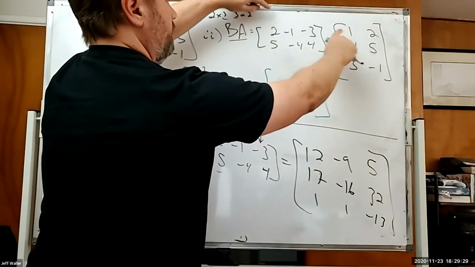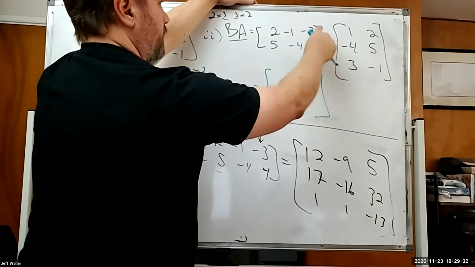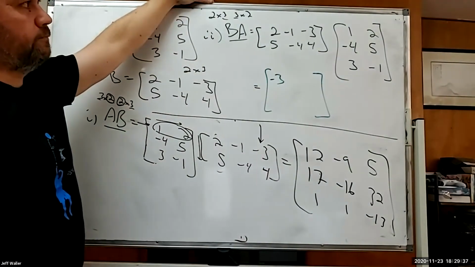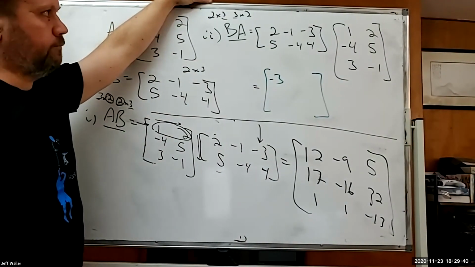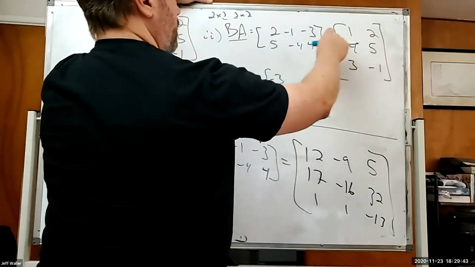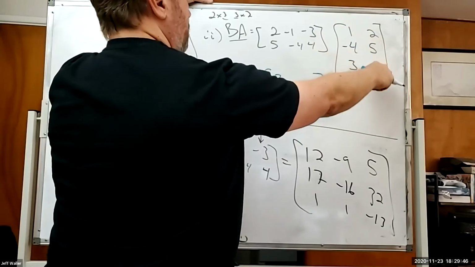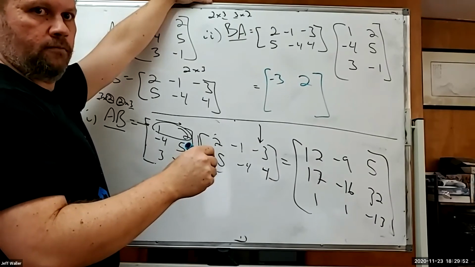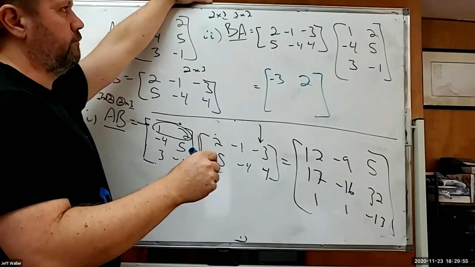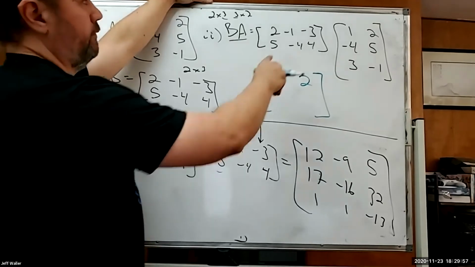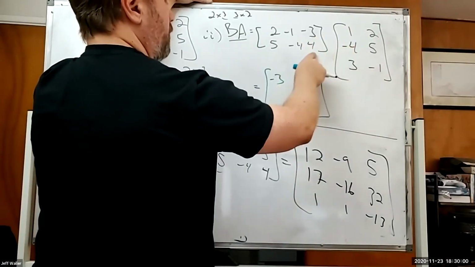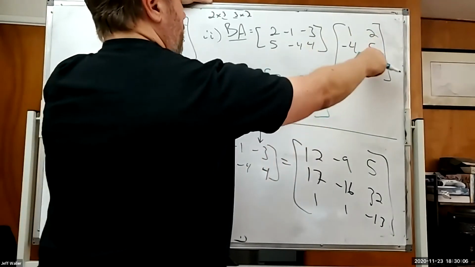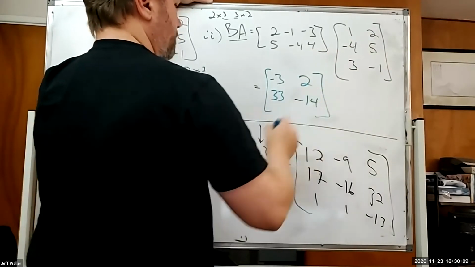So we get 2 plus 4 is 6. Minus 9 is -3. That's what I get for that. And then 4 minus 5 is -1. Plus 3 is 2. And then 5 plus 16 is 21. Plus 12 is 33. And then 10 minus 20 is -10. Minus 4 is -14.